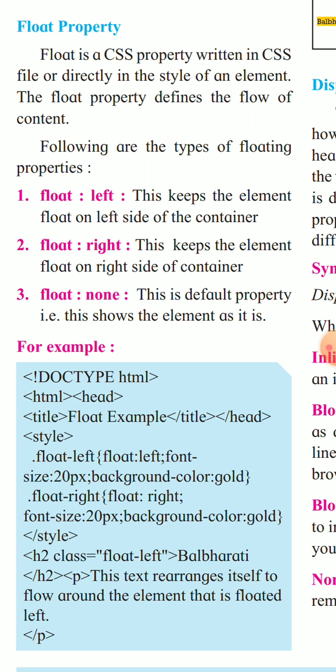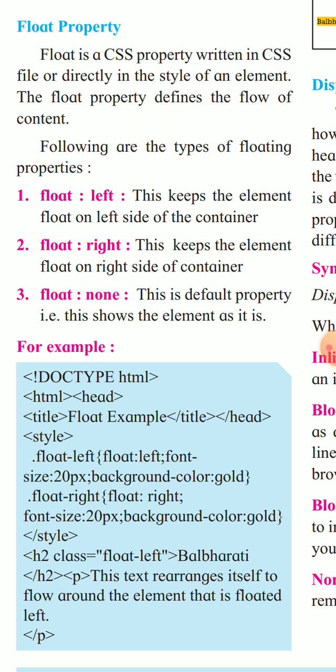Okay, this float property defines the flow of content. Flow of content means what? On the container or browser, where the elements are to be set or to float, on which side the element floats, which side the element has to float, it is decided with the float property. Okay, then we see here the types of floating properties.